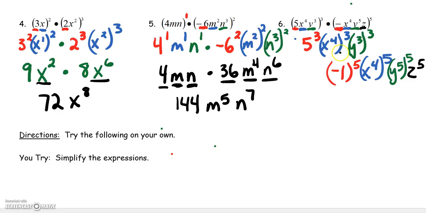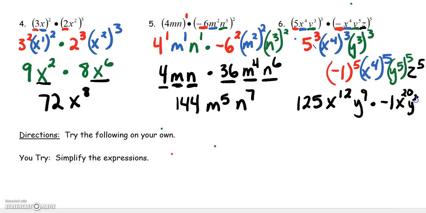Let's do some simplification. The first expression, 5 cubed, is 125. X to the 4th to the 3rd power, power raised to a power, multiply those exponents. 4 times 3 is x to the 12th. Y cubed, exponent to exponent says multiply, so y to the 9th. We're going to multiply that all together with the second expression. Negative 1 to the 5th power is, of course, negative 1. X to the 4th to the 5th power, multiply the exponents, x to the 20th. Y to the 5th to the 5th power, multiply the exponents, y to the 25th. And finally, z to the 5th.